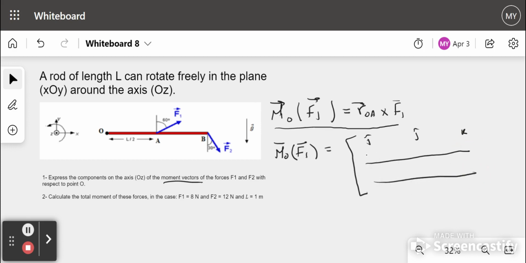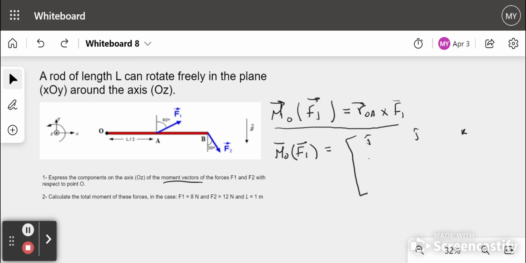So this is going to be R in the X direction, this is going to be R in the Y direction, and this is going to be R in the Z direction, and then this F in the X direction, this F in the Y direction, and this F in the Z direction. But sometimes we don't have an impact of these forces in that direction, so we will write zero. Okay, let's see how we do this.